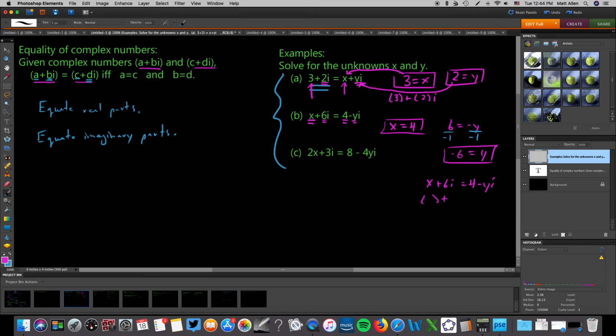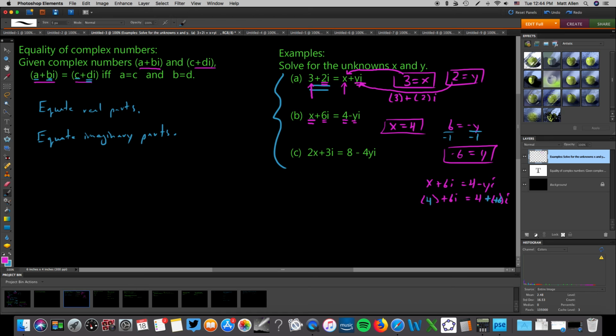And just to show that this works here, we had x plus 6i equals 4 minus yi. If I take out my x and I take out my y and I make these substitutions again, negative 6 for y, and for x we had 4, we would see 4 plus 6i equals 4 minus a negative 6i, which really is the same as 4 plus a positive 6i. And so these would be equal.